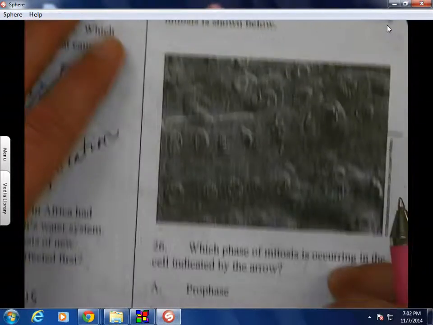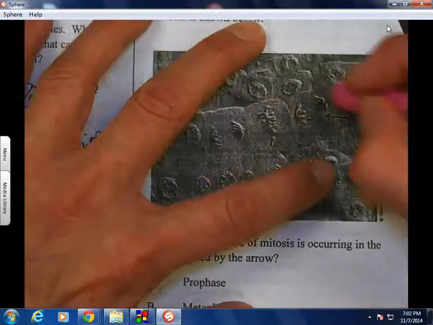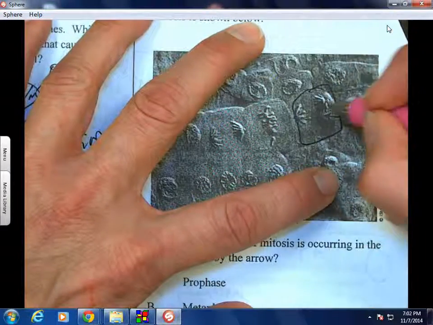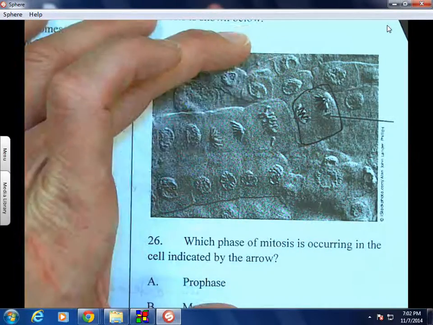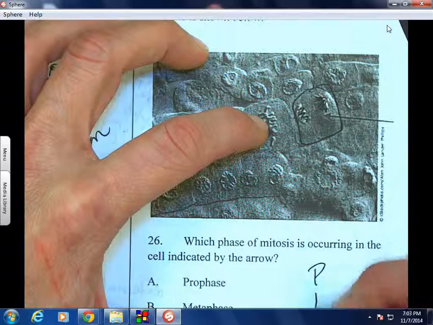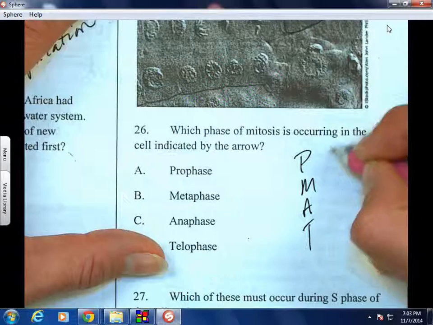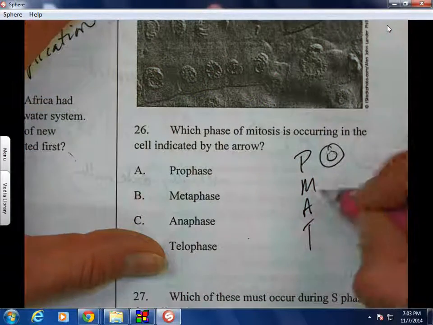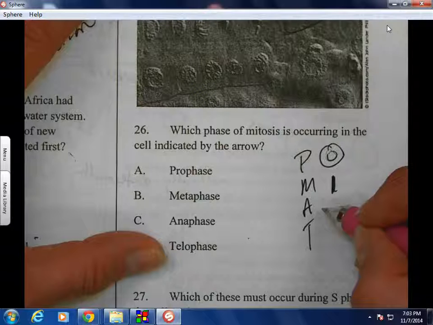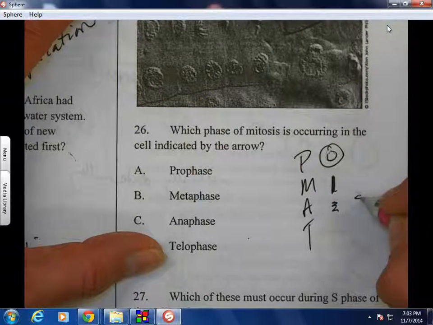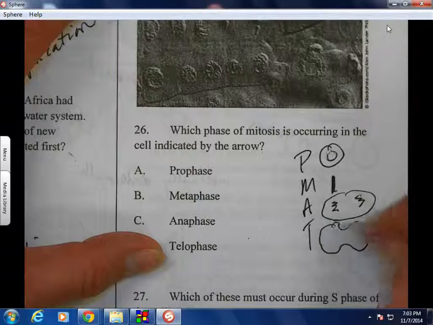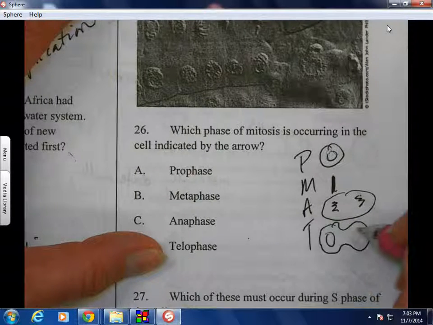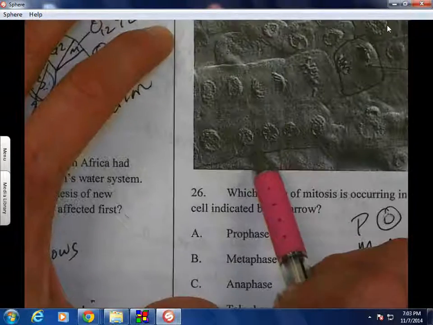Okay, let's look at this picture here. There's the cell. I see the chromosomes being pulled away from one another. Okay, so PMAT. It's not the first phase because you can still see a nucleus. Metaphase, they're all lined up in the middle. Anaphase, they're being pulled apart. And telophase, you should see the cleavage and the nucleus starting to form. Like this one right here would be telophase.